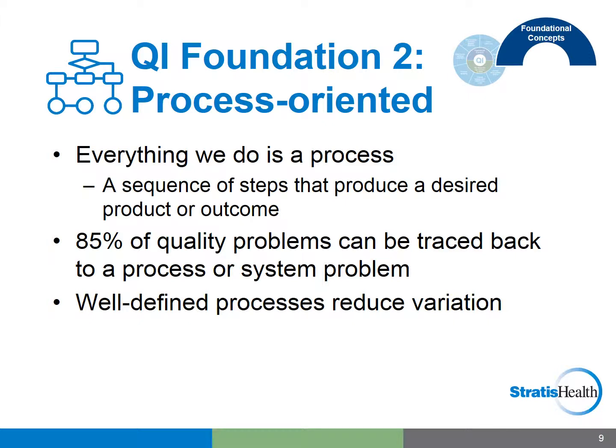When we have well-defined processes and understand how each step of our work impacts quality, the result is a reduction in process variation. The idea is that through quality improvement, we can then count on predictable, consistent, and accurate processes that deliver the intended high-quality results and outcomes.